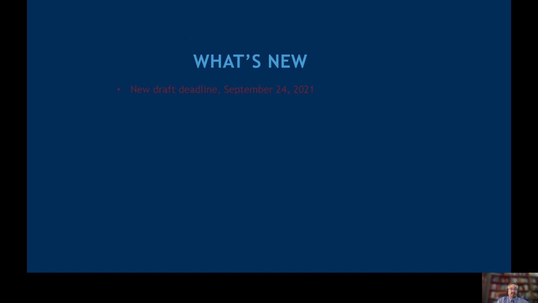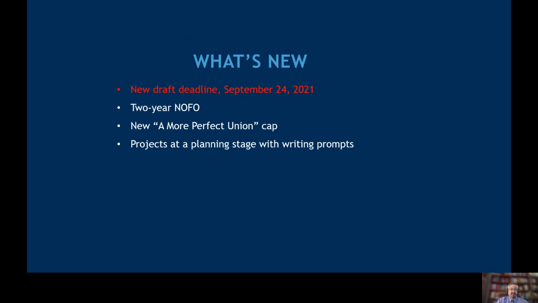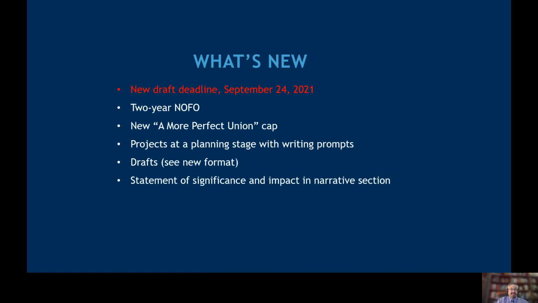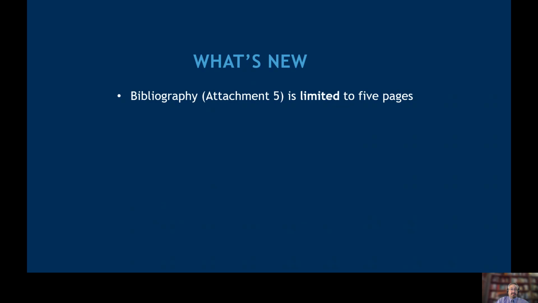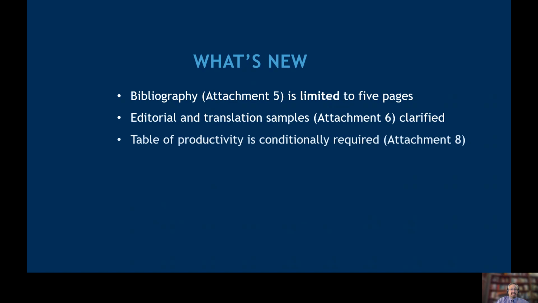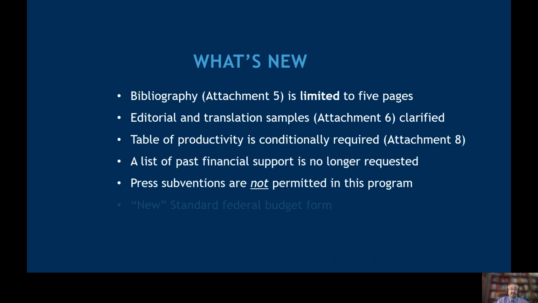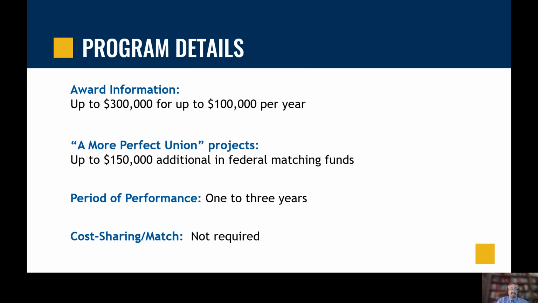I won't go over these in detail this year, but these are some of the things that changed from the prior year, which would have been 2019. Things like a new draft format, the need for a statement of significance in the narrative, a separate work plan. We are asking for a bibliography of 5 pages, no more. Some clarification about the editorial and translation samples. Again, for the sake of time, and because this was covered last year and these are essentially not really new, I won't belabor that, but those are listed on the landing page.